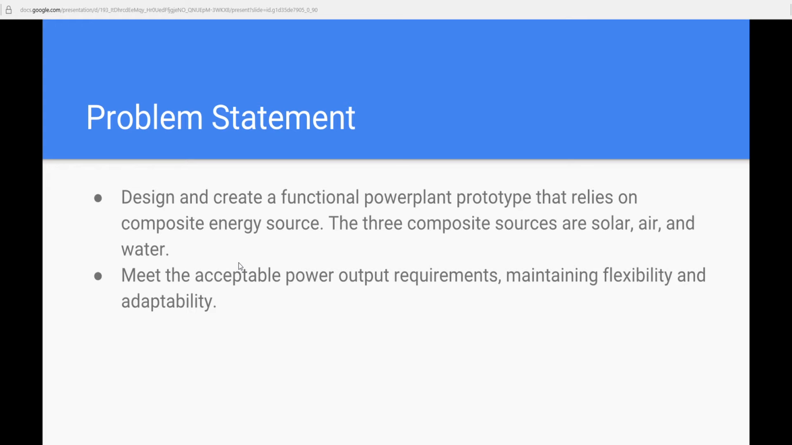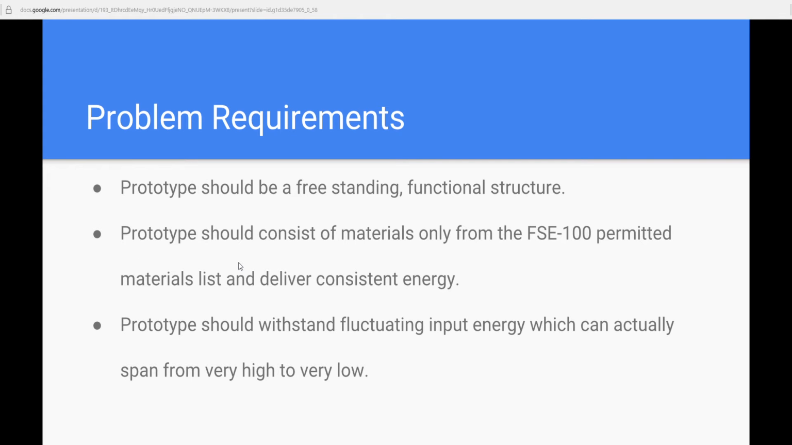So our problem statement is that we need to design a power plant for Sparkyville. Now this power plant must rely on renewable energy. So the three options are wind, water, and solar. And we must have consistent power. Short bursts of power are really not desired. So we need to create a really versatile platform which must be compatible with high and low power inputs and give optimal power output.